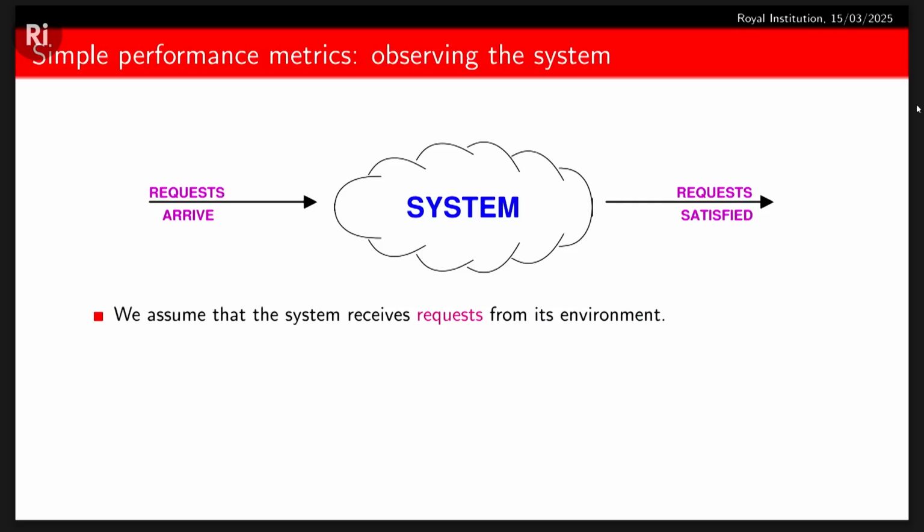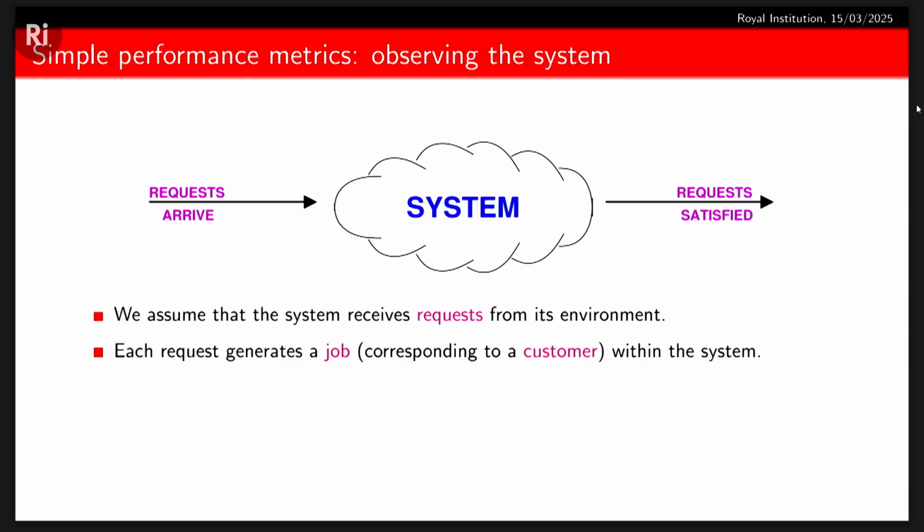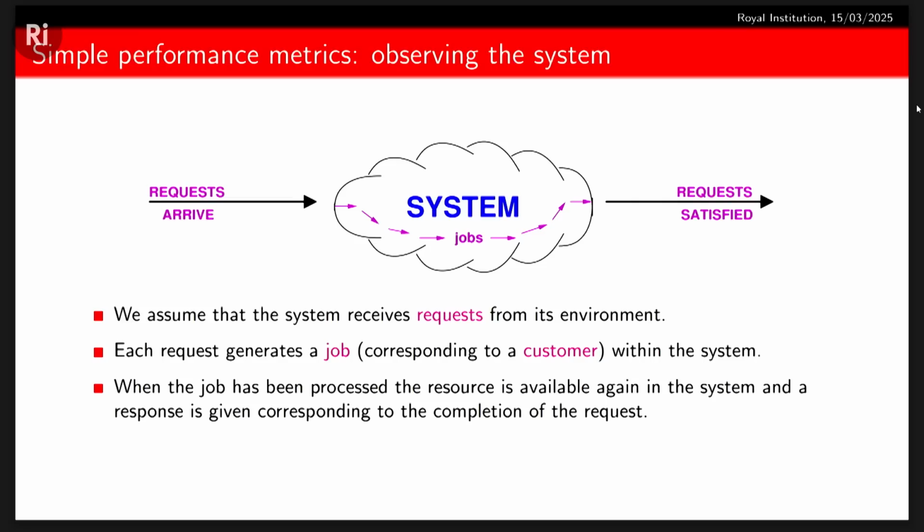So we assume there are some requests that arrive to the system, and then, once the request arrives, it generates the job, the work to be done. Okay? So you can think of this as somebody arrives at the post office, and then they become a customer waiting to join the counter. And when the job has been processed, so it waits until it gets access to the resource, it then leaves the system again, and that counts as the request being completed. Okay? And the job then has disappeared. So the job is just the customer while they're in the post office, as it were.